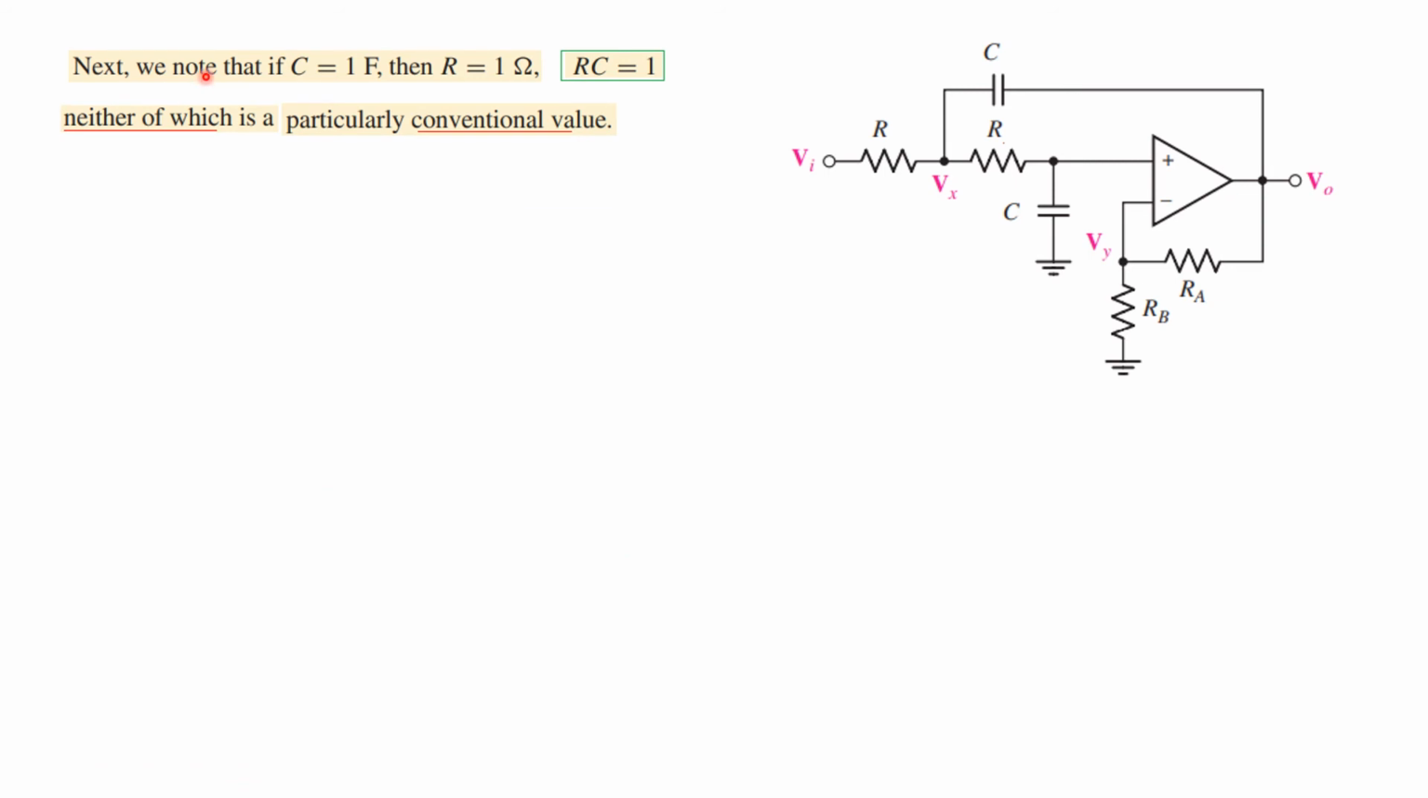Okay, we note that if C is equal to 1 farad, then R should be 1 ohm to meet this requirement, that is RC equal to 1. But unfortunately, neither of these is a particularly conventional value. So these values of resistance and capacitance are very difficult to obtain. So what we'll do, we'll assume a more practical value for the capacitance. So let's say that the capacitance is 1 microfarad, and we'll proceed to work with this value now.